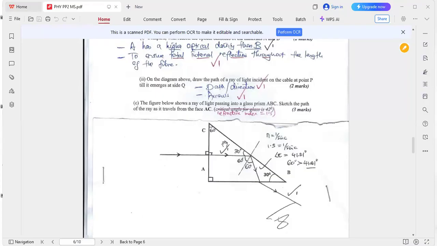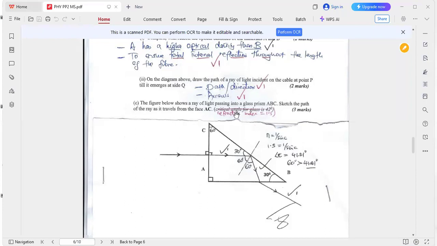Angles in a triangle add up to 180. So 90 plus 60, this is 30. Therefore, the angle of incidence here will be 60. And i equals r. 60 is greater than the critical angle.